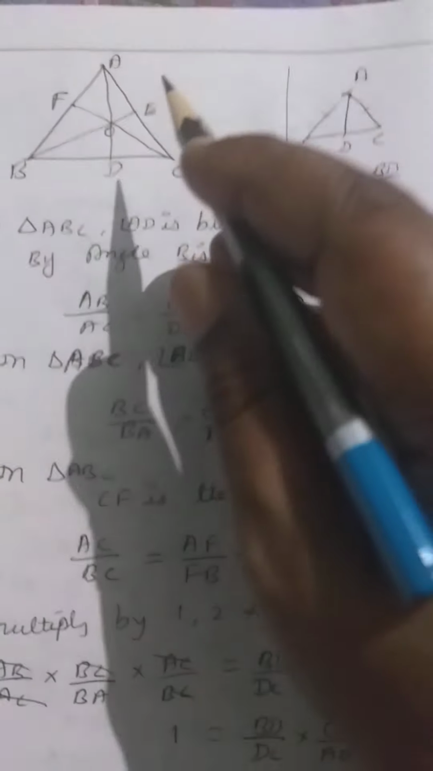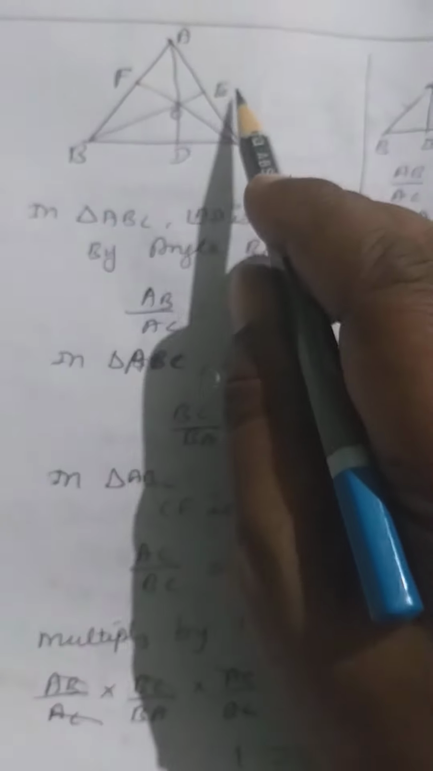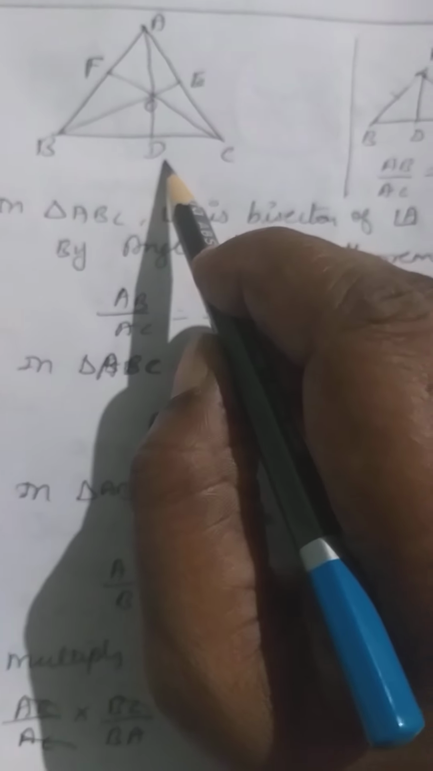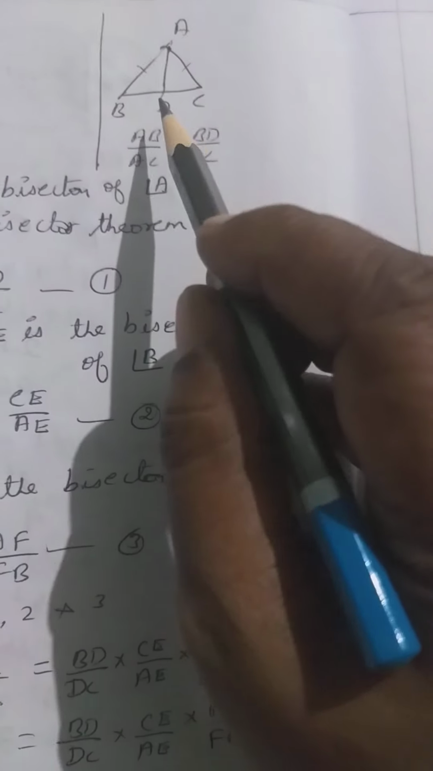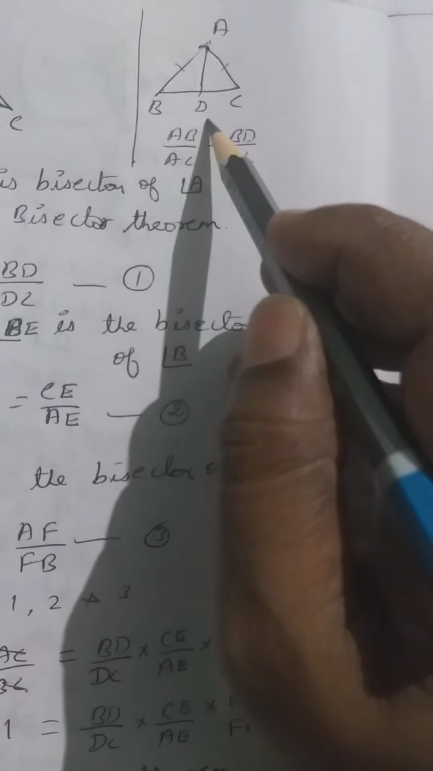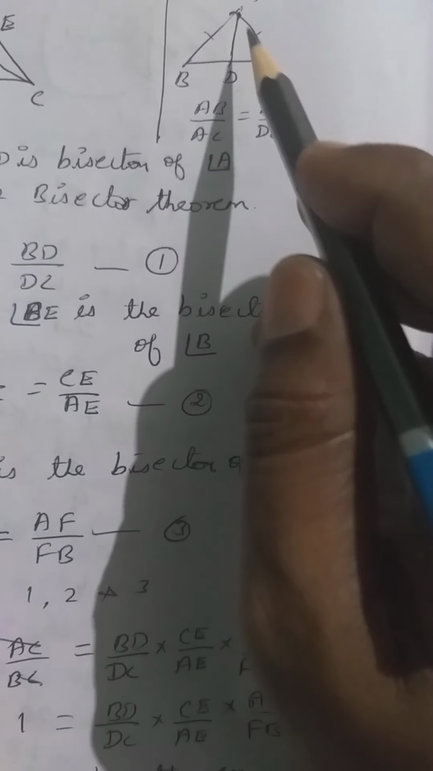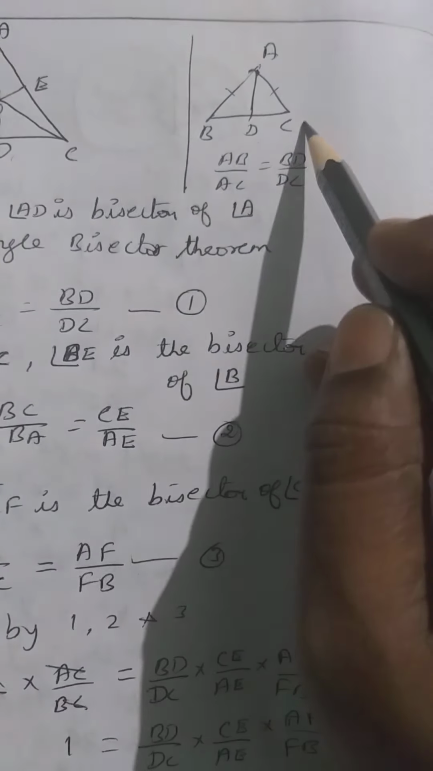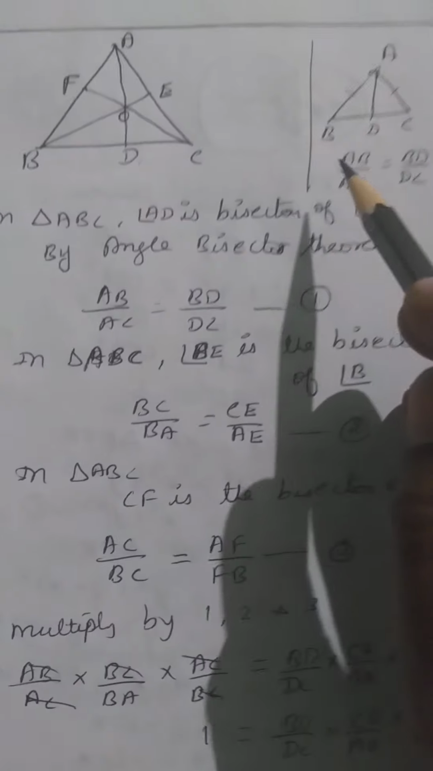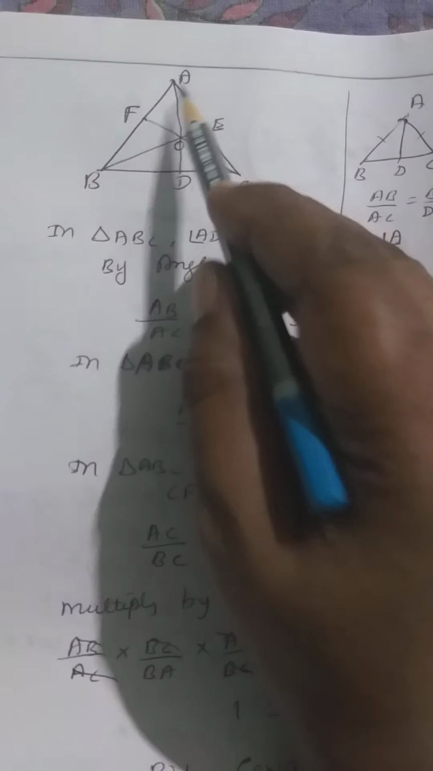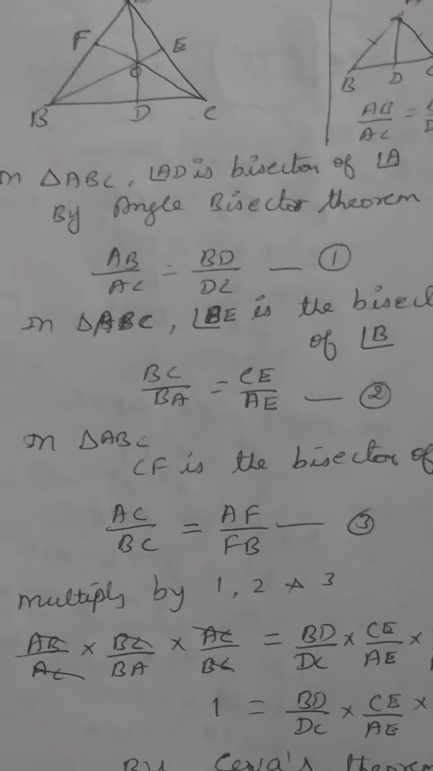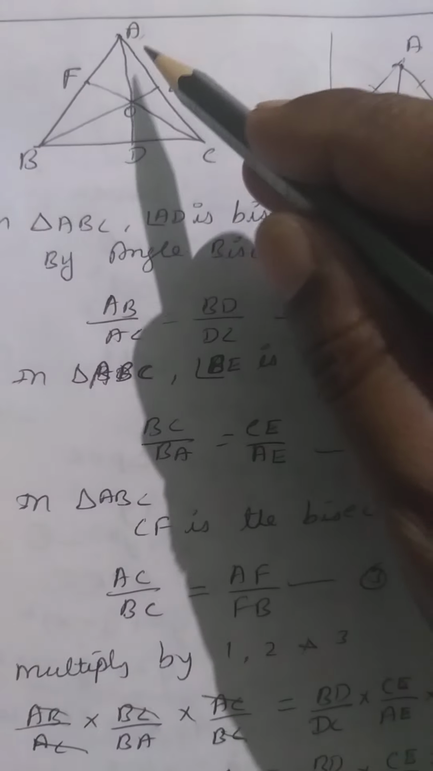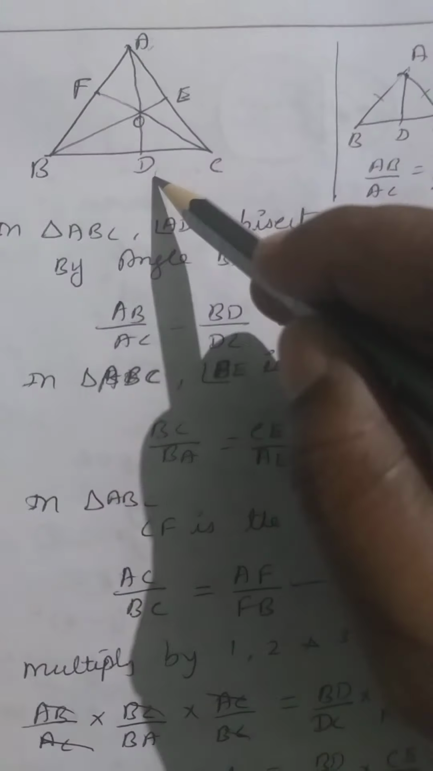Consider triangle ABC. Take the angle bisector BE, the angle bisector CF, and the angle bisector AD. From the angle bisector theorem, since AD is the bisector, the condition is AB divided by AC equals BD divided by DC. Use these conditions. In triangle ABC, AD is the bisector, so you get AB divided by AC equals BD divided by DC.